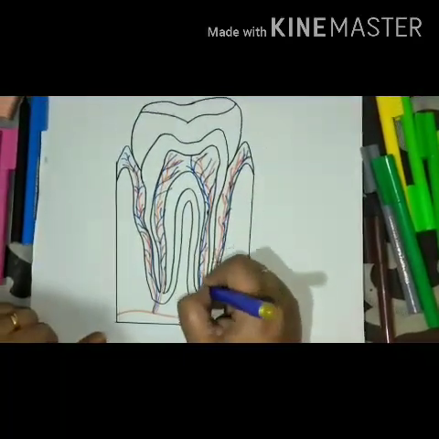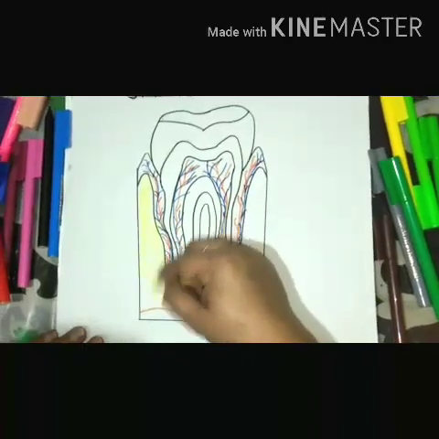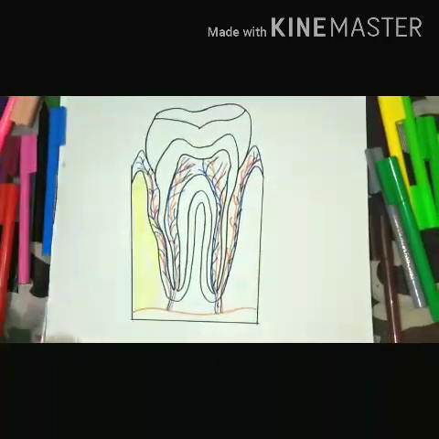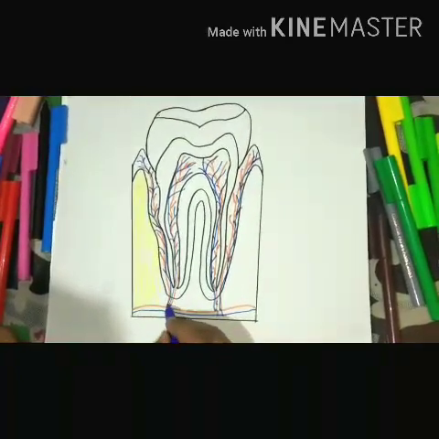Draw tiny branches. Only in the pulp area you have to draw, and in the gum portion you have to draw these blood vessels. Hope it is clear.